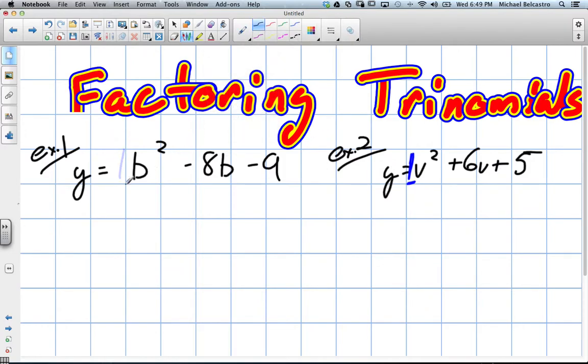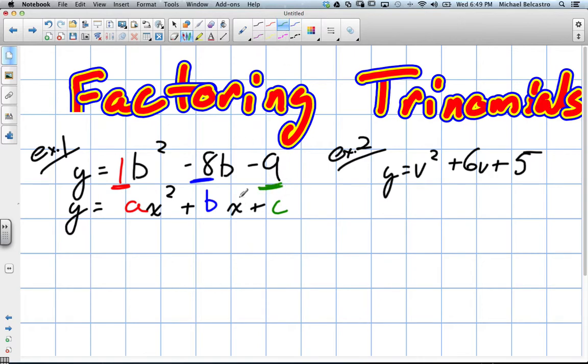First, what we're going to do is we're going to name these. Okay, so y is equal to, and usually it's written like this, plus x, okay, and then plus. So the first coefficient is called a, the second coefficient is called b, and the third coefficient is called c. In this case, a would be 1, b would be -8, and c would be -9.